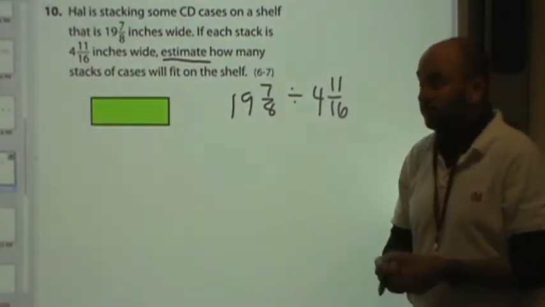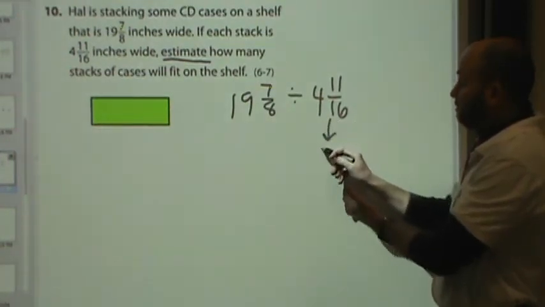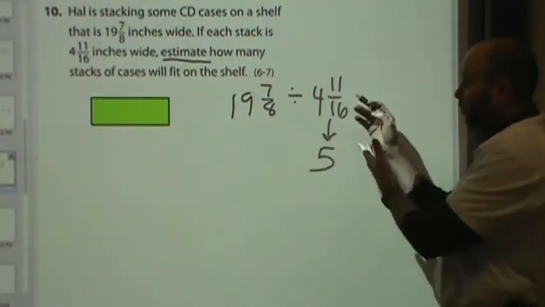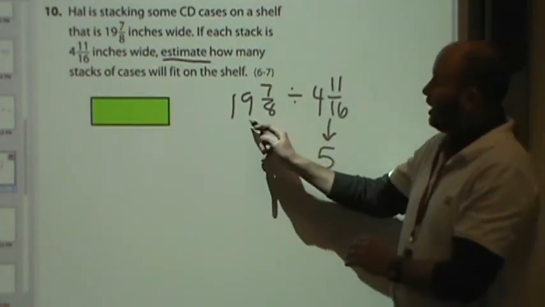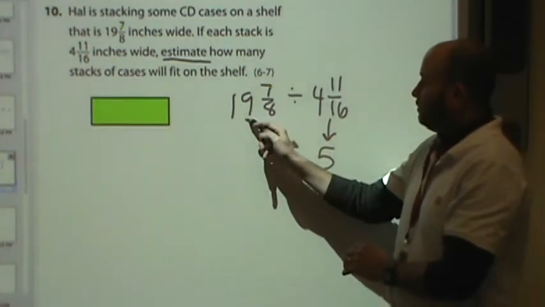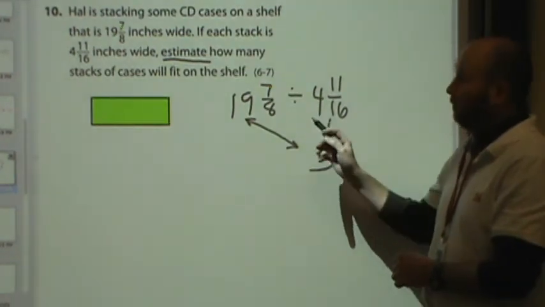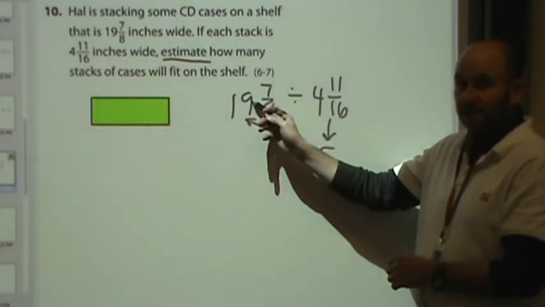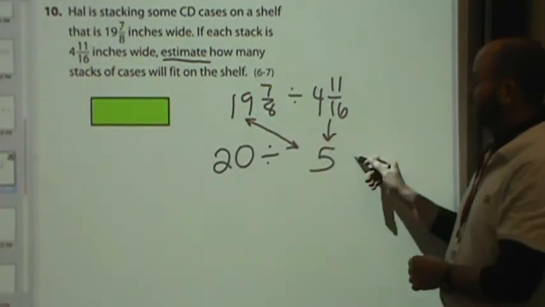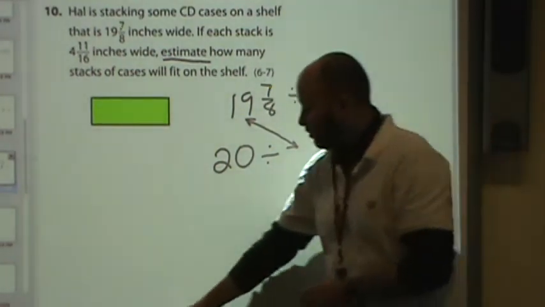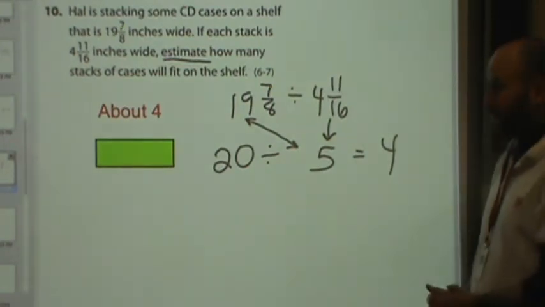Now when you do that, you're going to round. First of all, we would probably want to round this to 5, because 4 11/16 is closer to 5 than it is to 4. So then you'd have to look for a compatible number that this is close to, that is a multiple of 5. Well, the nearest multiple of 5 to 19 7/8 is 20. So we would divide 20 by 5 and we would get 4. So the mathematicians tell us the answer is about 4. It is about 4.